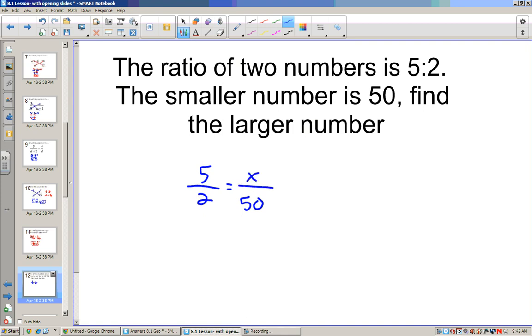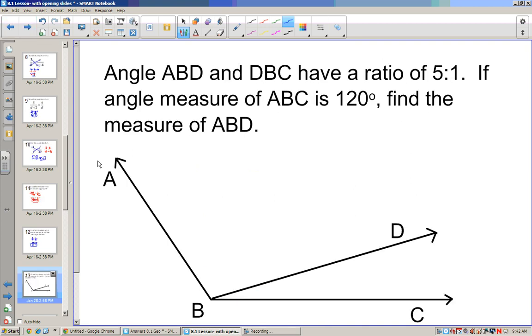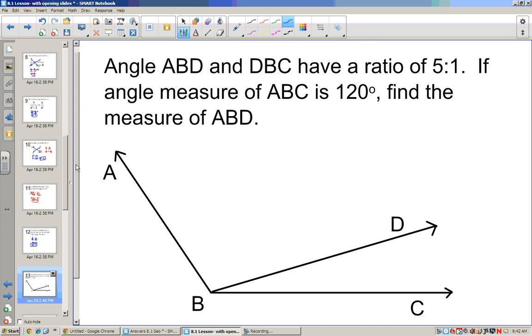So if I want to find the larger one, now I cross multiply and divide. So this would be 250 is equal to 2x. Divide by 2, and x would be 125. Now this problem looks similar to the previous problem, but it's much different.